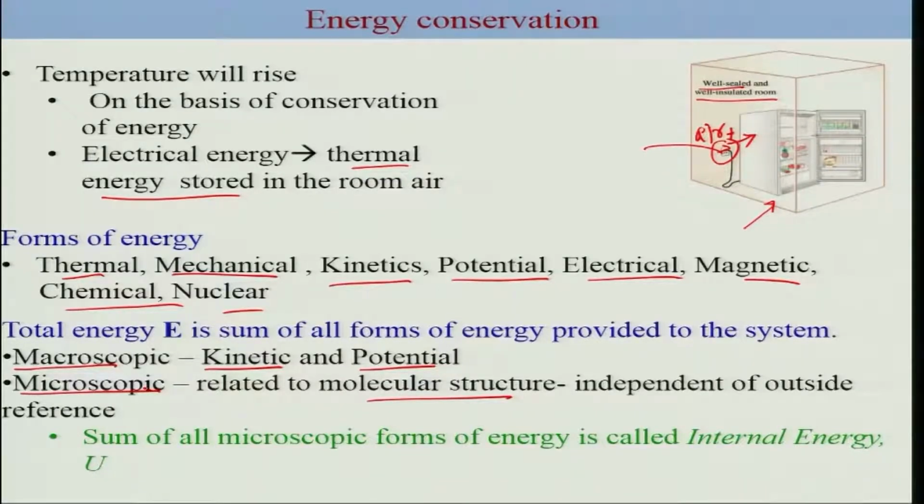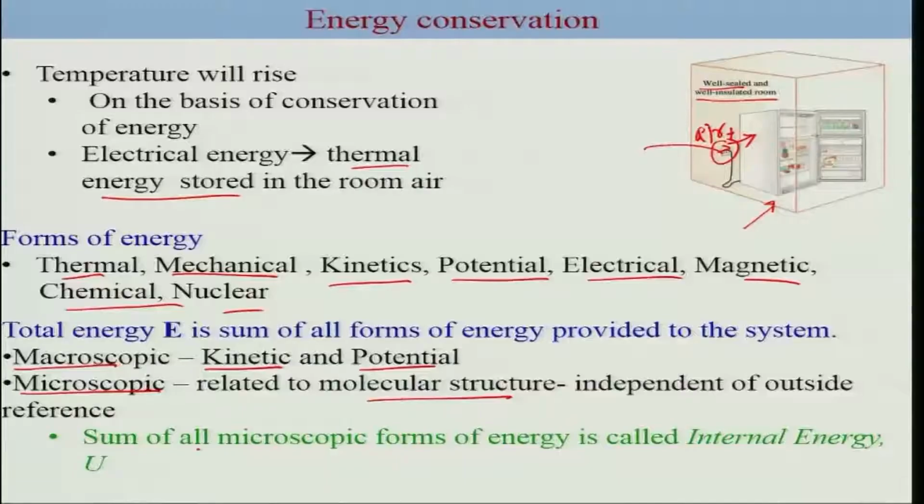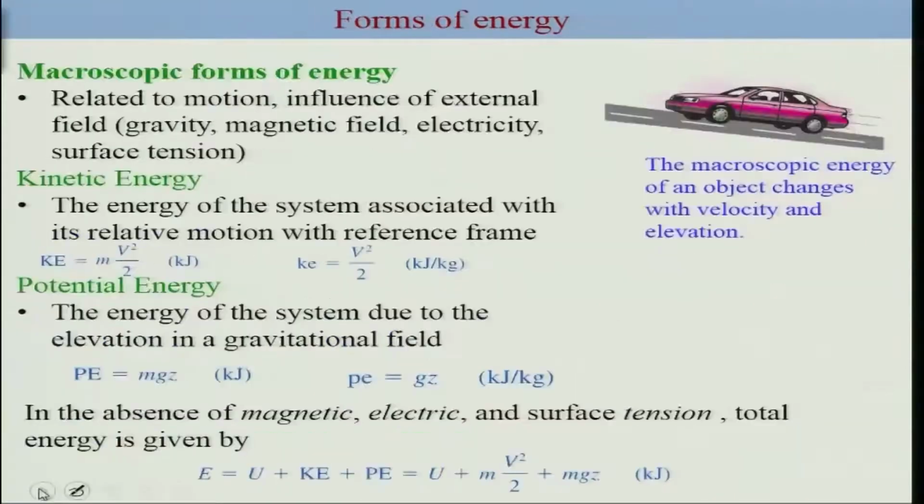It's basically internal energy. Now if you are defining the energy of the total system, then you have to consider the macroscopic and microscopic both together. So the total sum of all forms of energy will comprise the total energy. On the other hand, the sum of all microscopic forms of energy will be called internal energy. Let me first go through the macroscopic forms of energy first, and then I will talk about the internal energy.